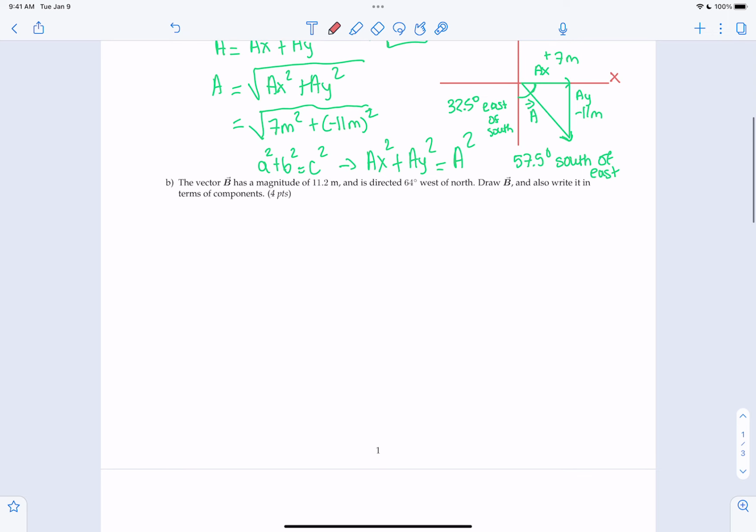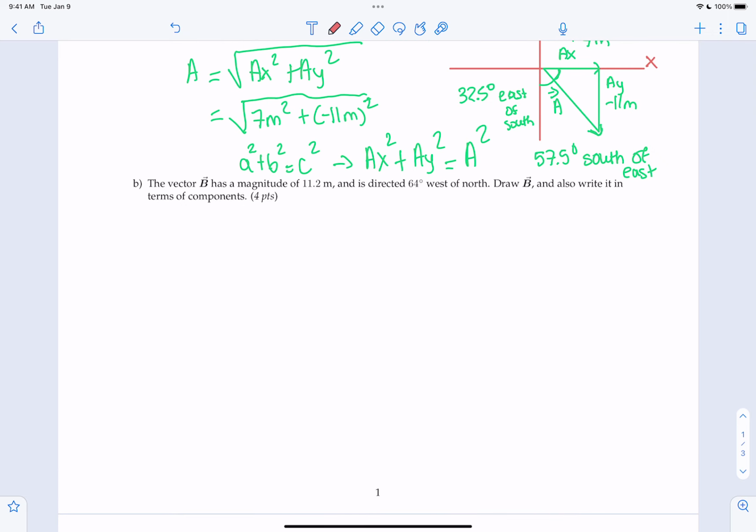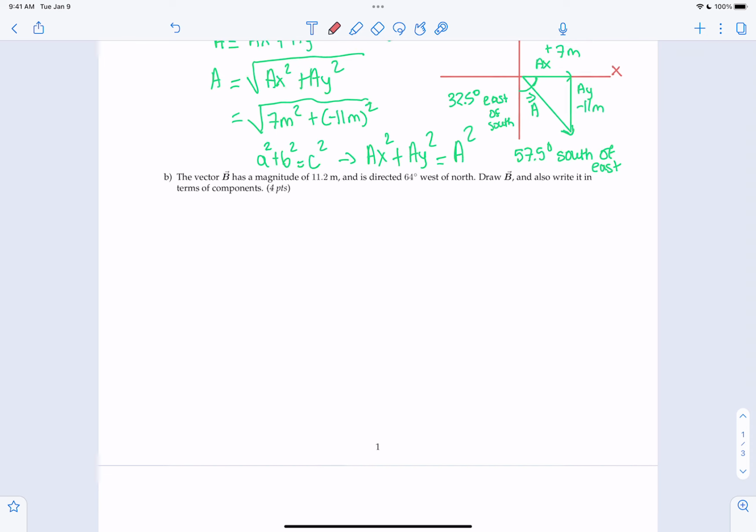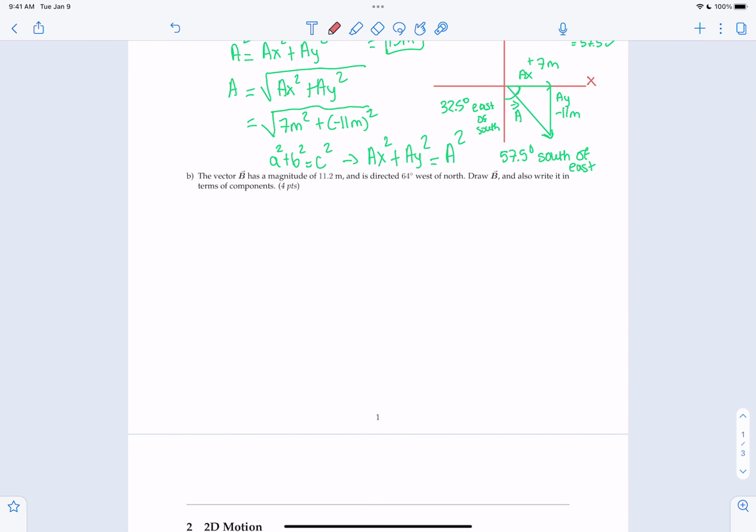Alrighty. For part B, it says vector B has a magnitude of 11.2 meters and is directed 64 degrees west of north. See, this is why I'm saying I would stick with cardinal directions, because it's probably the common terminology used in the problems. We need to draw the vector B and also write it in terms of components. So we have to draw B, and then indicate components Bx and By.